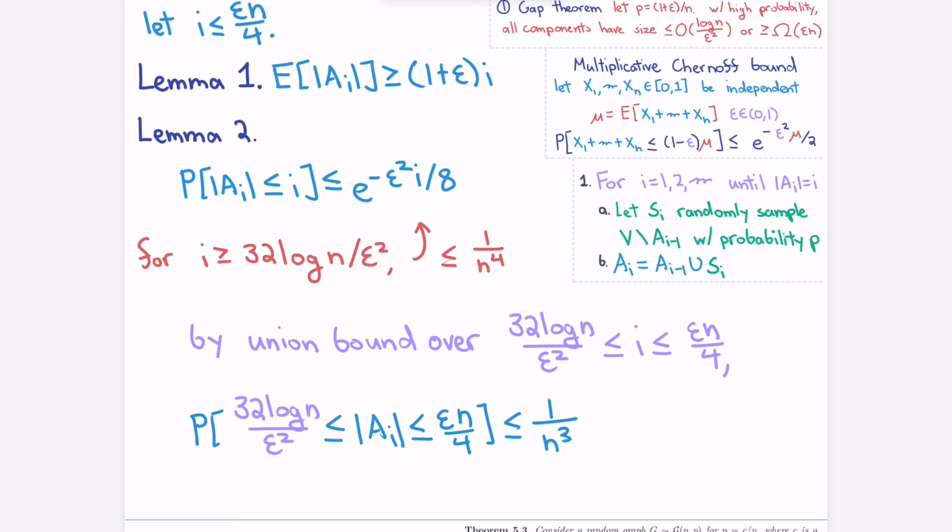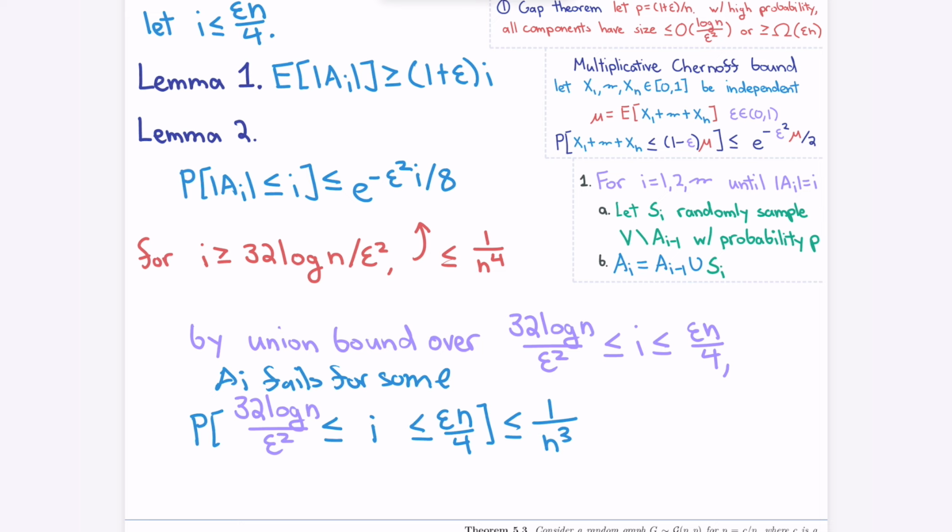Not really sure what this statement means. Okay, one sec. This is a little bit weird. Okay, so I'll just write A_I fails for some I in this range will be 1 over n cubed.